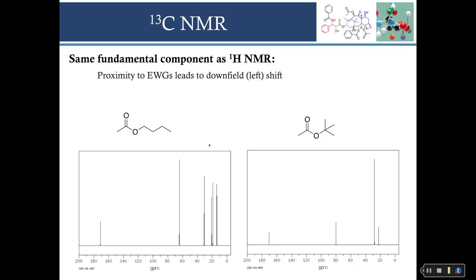All right, so carbon NMR. We've seen carbon NMR a little bit. A lot of the same fundamentals as proton NMR. In general, proximity to electron withdrawing groups leads to a downfield shift, right, to the left. But again, the most important bit of information you get from a carbon NMR is the number of unique signals. For the compound on the left, 1, 2, 3, 4, 5, 6, we have 6 unique carbons. We see that we have 6 unique carbons down here.